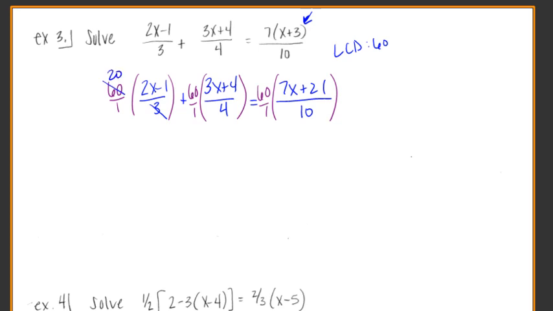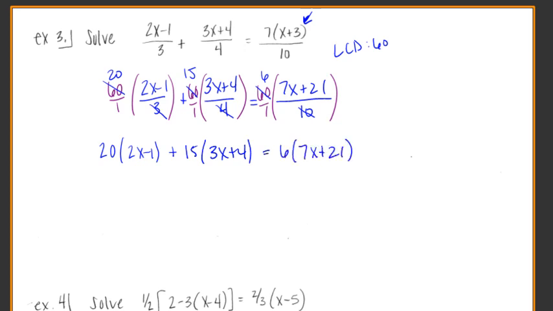3 into 60 is 20. 4 into 60, I said, is 15. Of course, 10 into 60 is 6. All right, so now all my denominators are 1s, and what's left over, I'll write it like this first of all, is 20 times 2x minus 1 plus 15 times 3x plus 4 is equal to 6 times 7x plus 21. All right, look, everything's now one level.